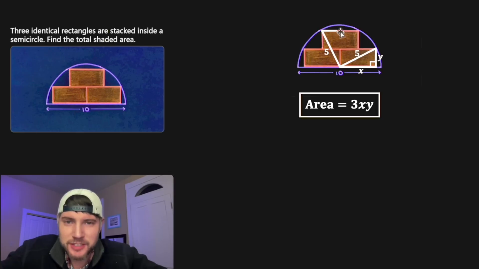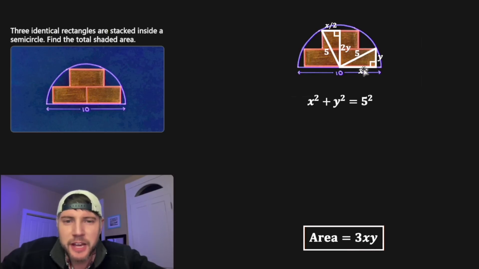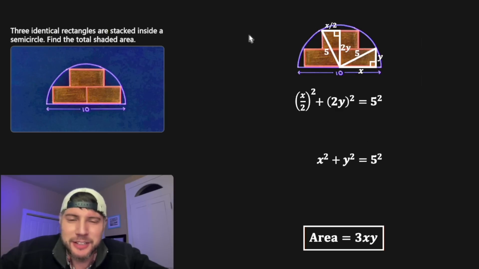And we can draw this side and this side of another right triangle. This side of this triangle is the same thing as two heights of our rectangles. And since the height of one rectangle is y, this will be 2y. And then this side is half the width of one of the rectangles. It'll be equal to x over 2. And now we can do Pythagorean theorem. From this triangle, we have x squared plus y squared equals 5 squared. And then from the other triangle, we have the quantity x over 2 squared plus the quantity 2y squared equals 5 squared. And now we can clean these up a bit.